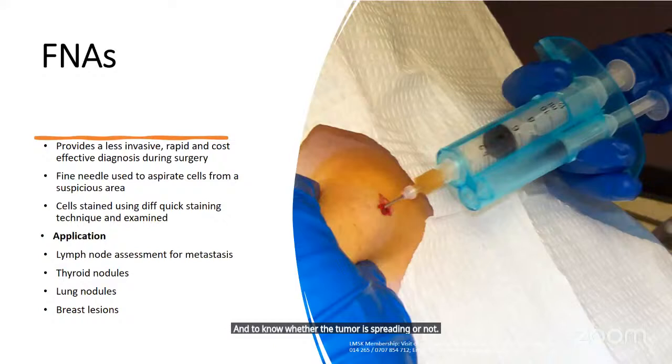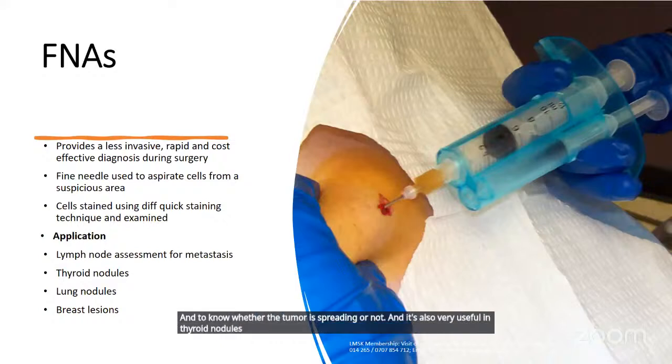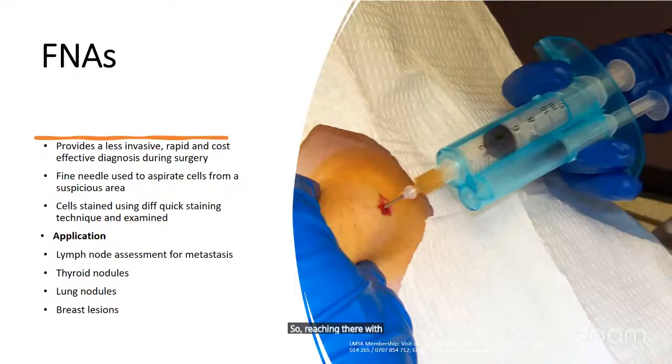It's also very useful in thyroid nodules. We all know where the thyroid is. So reaching there with a needle is always easier. Just collect the samples and then the cells, and then you prepare your smear and you process it using the diff-quick. We shall see the procedure for diff-quick just in a few. Then it's also important in lung nodules, and then breast lesions.